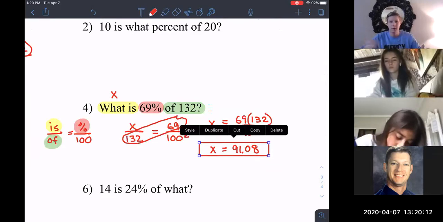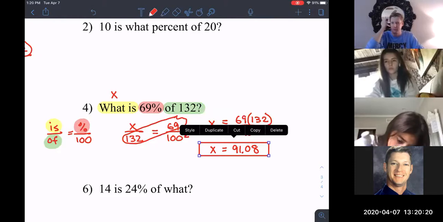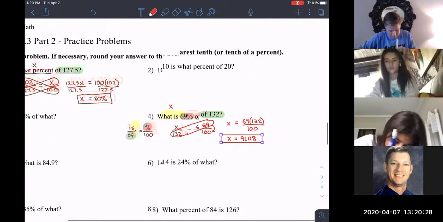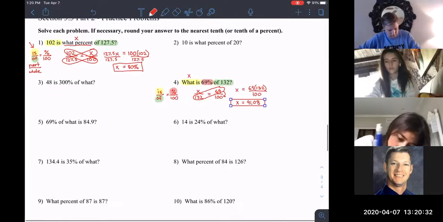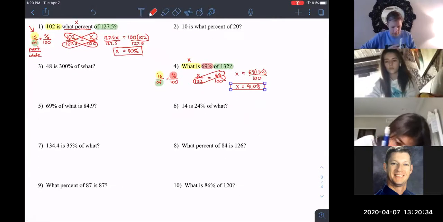So either way you want to do it, if you want to set up a new equation with your cross products or you want to use the shortcut, they both always work. It doesn't matter where x is, you just have to multiply the two numbers that are diagonal from each other and then divide by the third number. Okay.